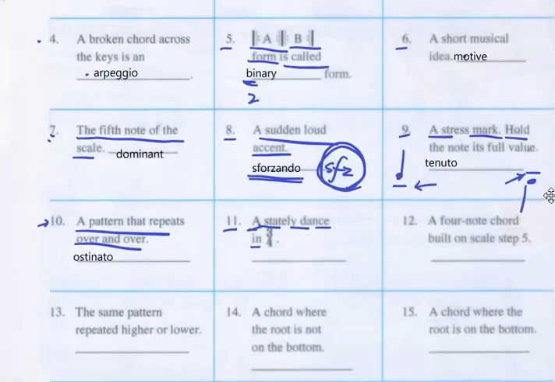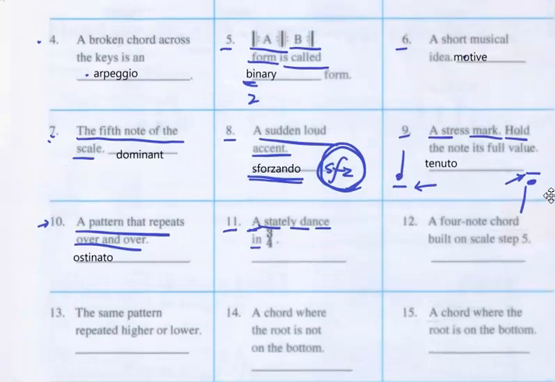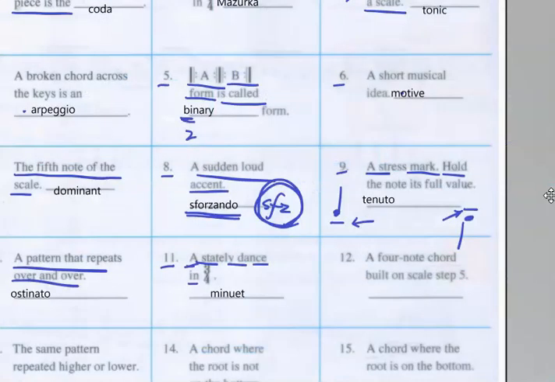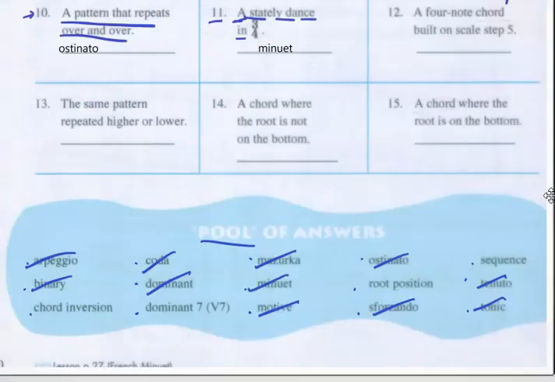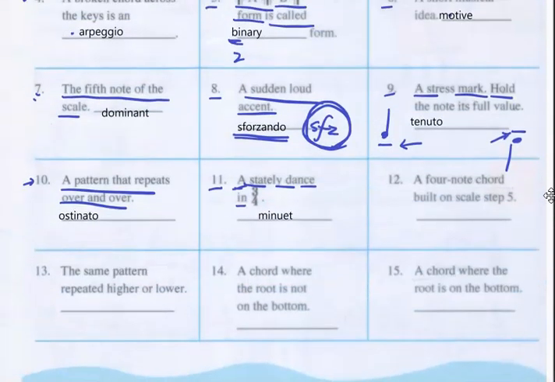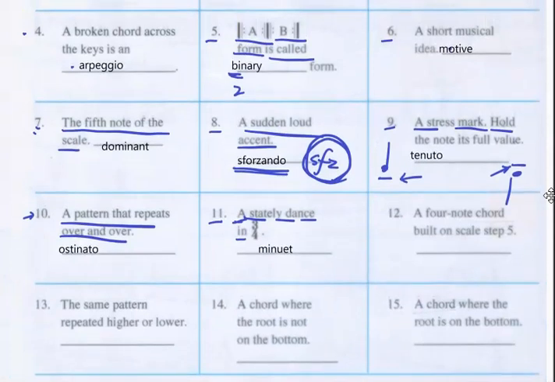The name of the genre is called minuet. You may have heard this. So this is minuet, right? 1, 2, 3, 1, 2, 3. Minuet is here.